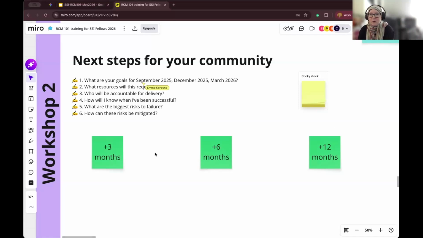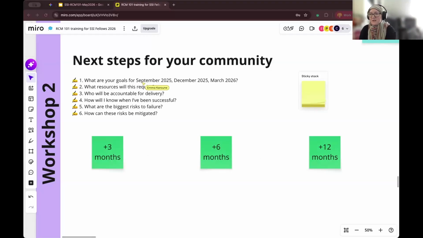What resources would be required for that? Who is accountable for the delivery? Hopefully it's not always you. Often in community work, it is you as the community manager or the community worker. How will I know when I've been successful? This is about the metrics. How are you going to say you're successful? What's the metric on that?